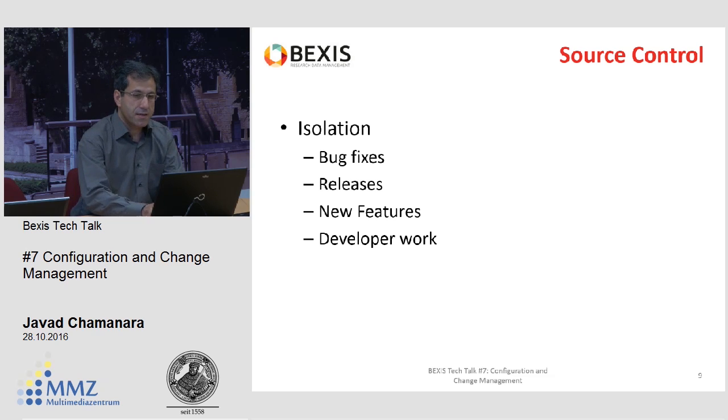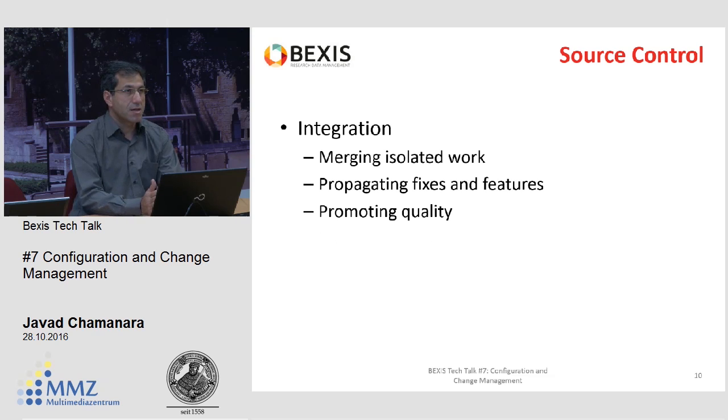And then with the integration, when a piece of code has enough quality to be part of the final product, we use the integration mechanism in the source control, basically by merging. So we have multiple isolated work streams, and they get merged to become a single code base.